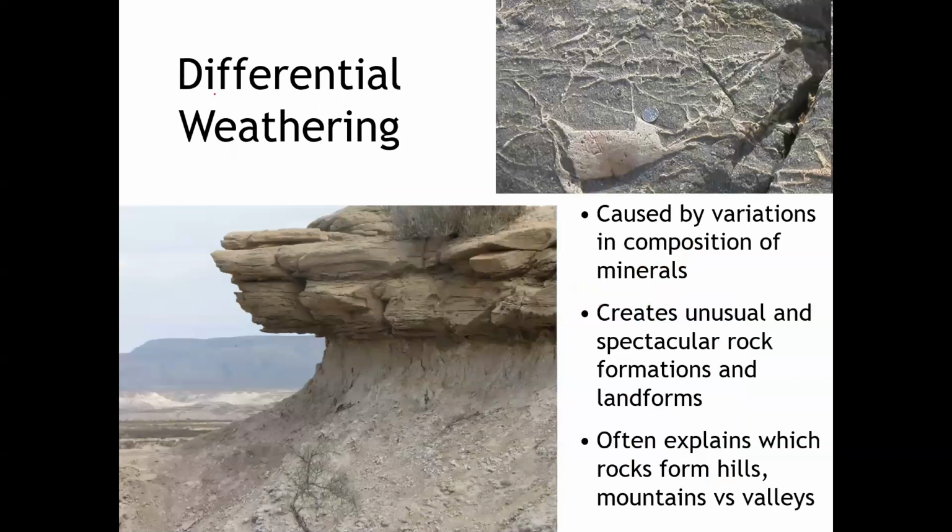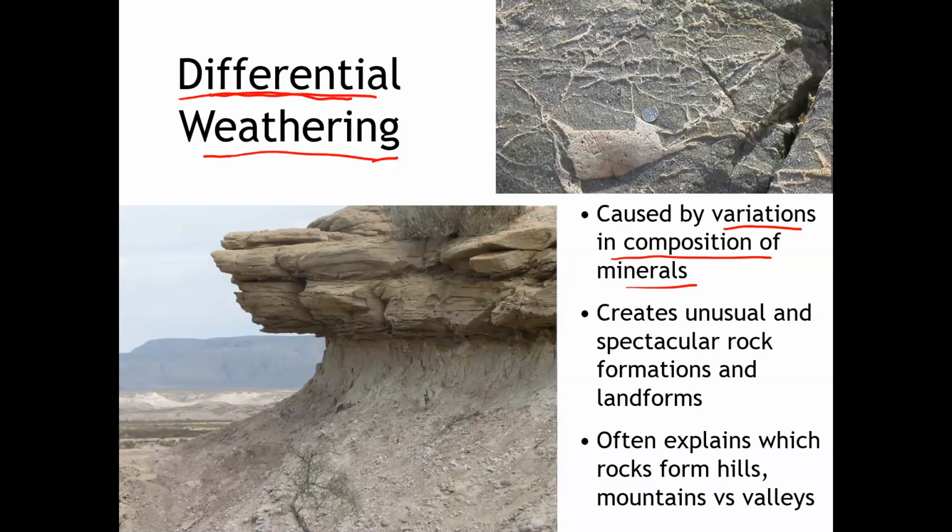There's this process called differential weathering that contributes a lot to what we see in terms of landscapes that are formed on sedimentary rocks. So this one's important. Differential weathering is caused by the variations in compositions of minerals. And it refers to the fact that weathering of different types of rocks made of different minerals happens at different rates.